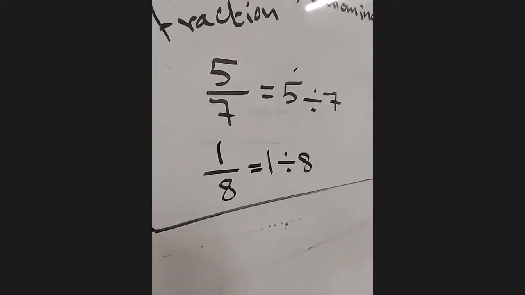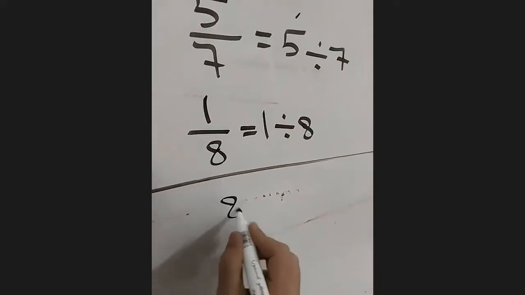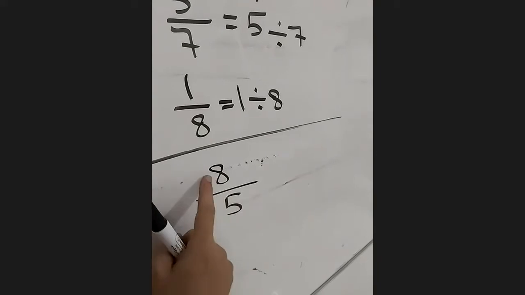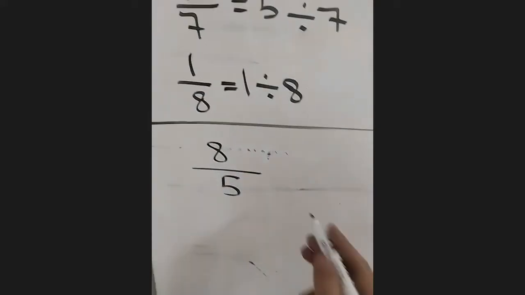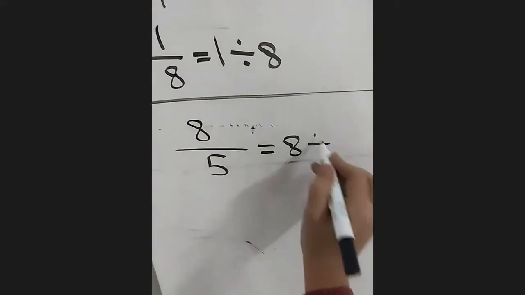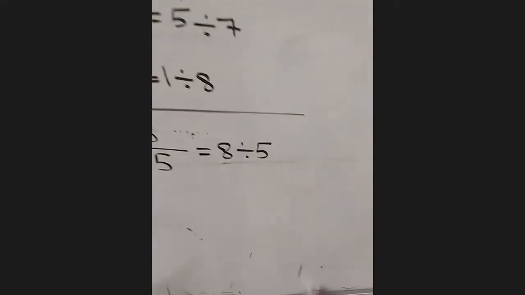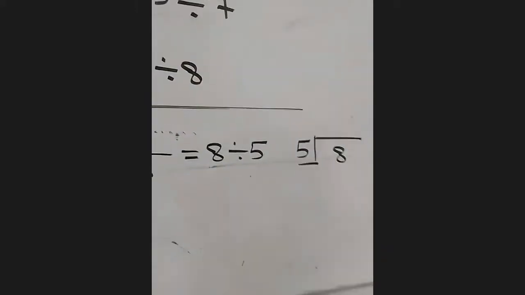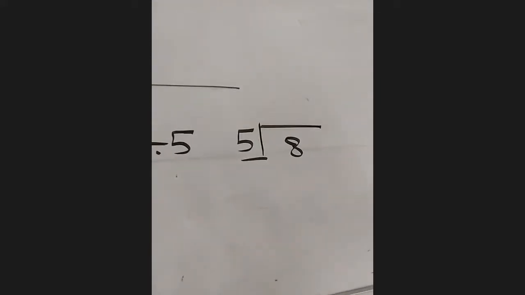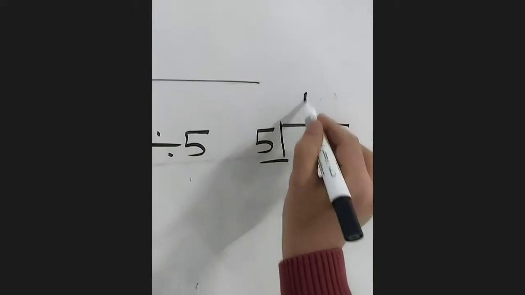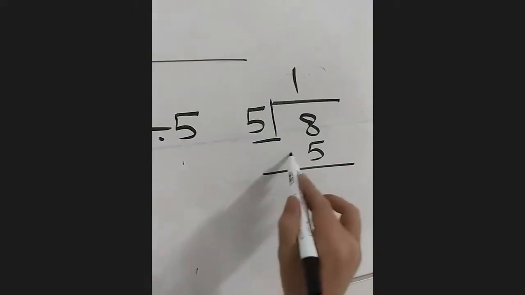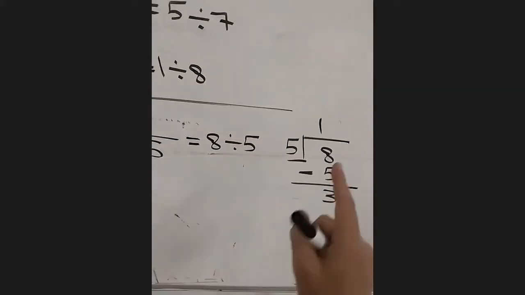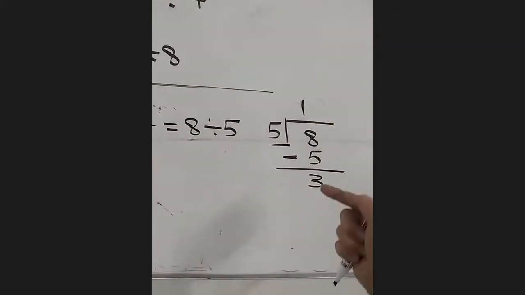We have something we call an improper fraction, like 8 over 5. Here the 8 is bigger than 5. So to turn it into division, 8 divided by 5. Let's make a long division as we did before. 8 divided by 5 is 1. 1 multiplied by 5 is 5. Subtract 8 minus 5, it's 3, right? So 8 divided by 5, the answer is 1 with remainder 3.